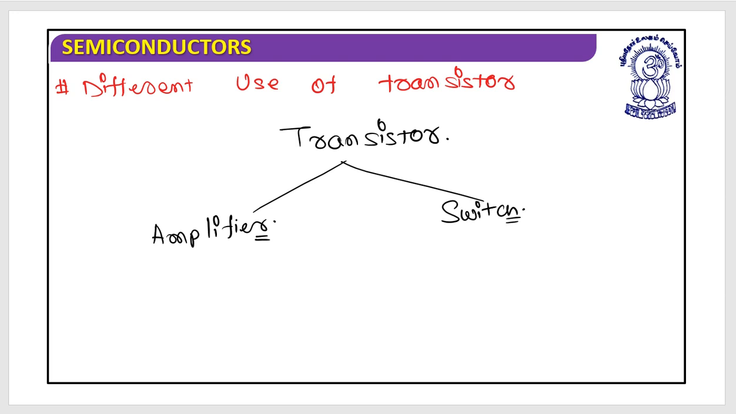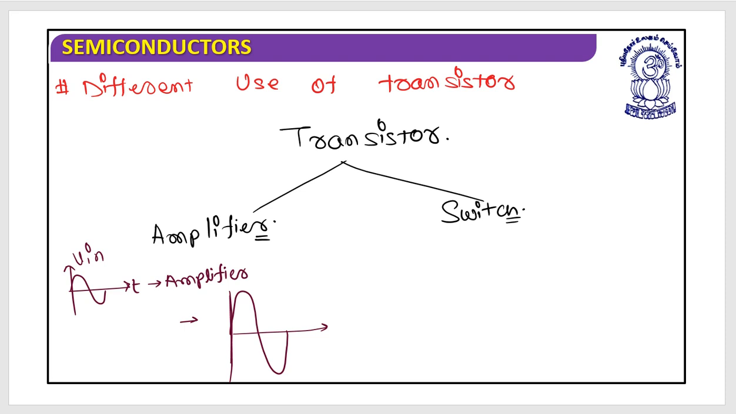Now what amplifier means: let's suppose that this is your input signal. We give it to the transistor, that means technically an amplifier, and after it has been passed through the amplifier, it would look something like this. This is the original task of an amplifier. I hope this is clear.